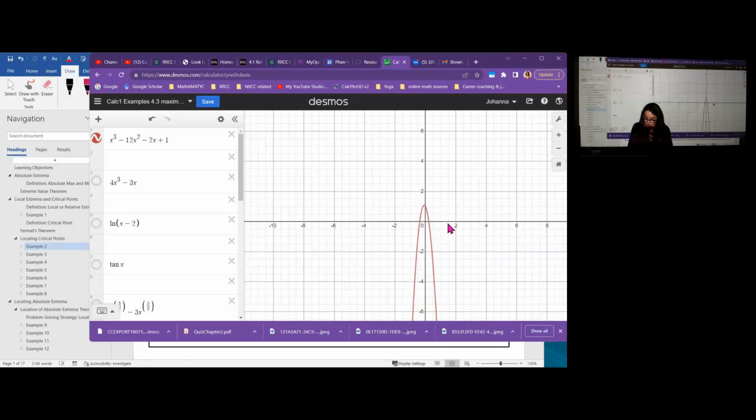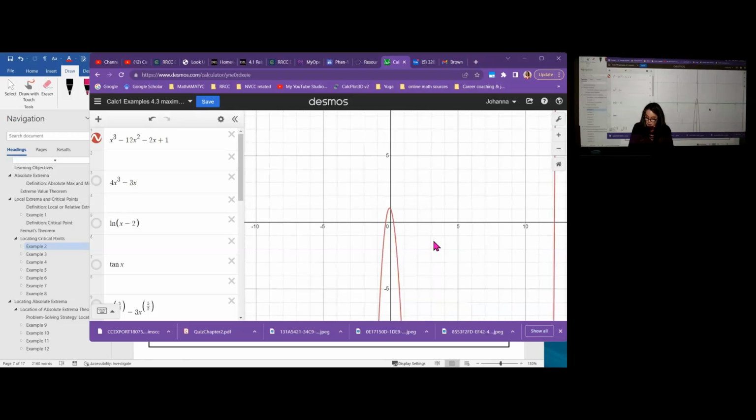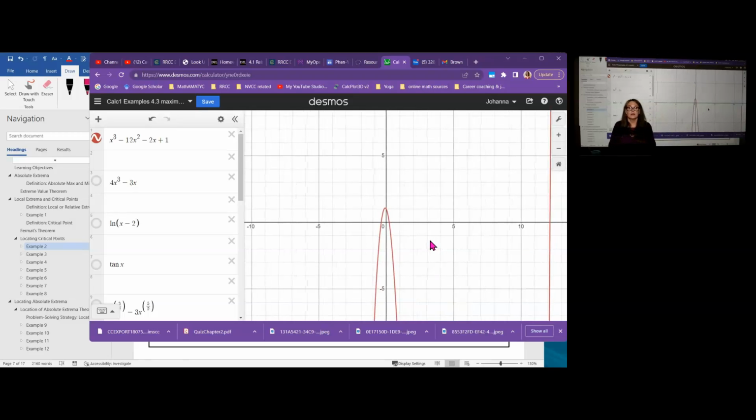positive value. Since we have local minima and maxima, we know they have to occur at the critical values, and I only got 2. So I know exactly where they occur. To find the y value, I would have to plug it into the original function, not the derivative.